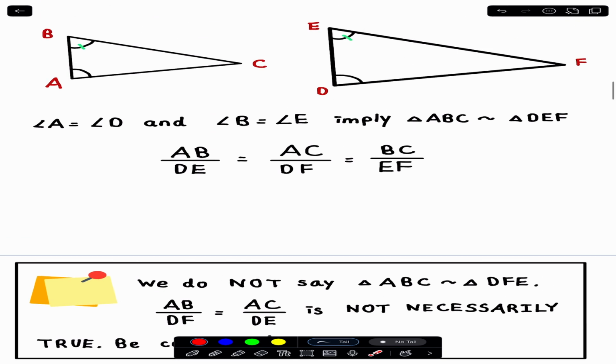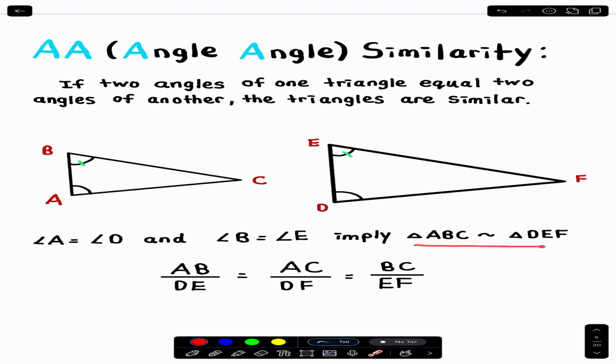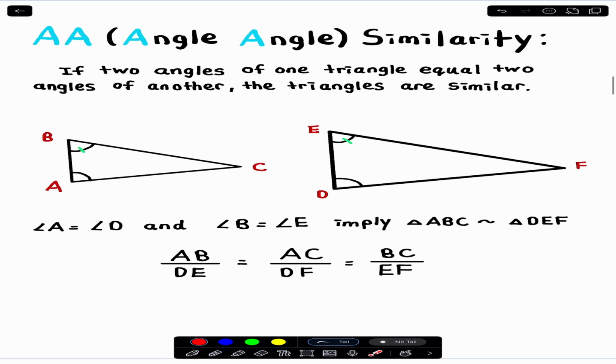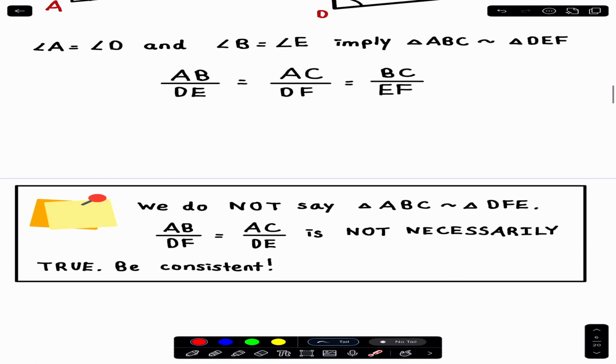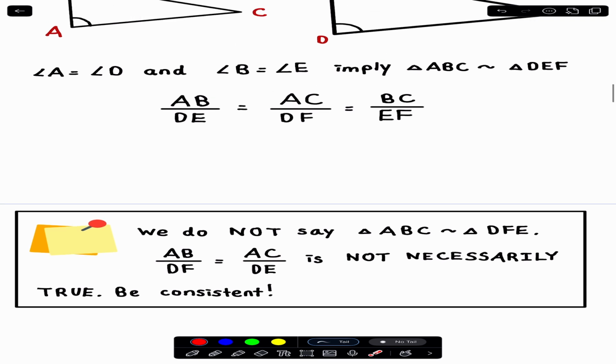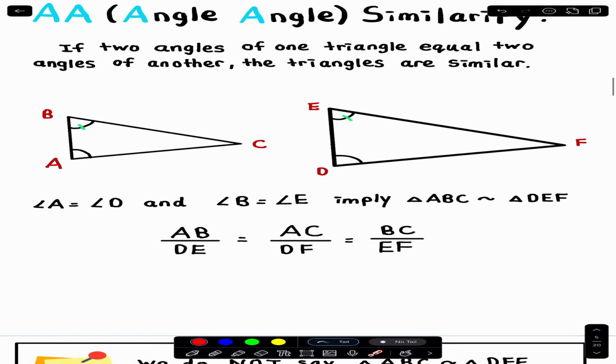However, this will always be true. So do you want to get lucky or do you want to get it right properly? Okay? Worth noting. So please remember, order matters in similarity. And the whole idea is to just be consistent. So you need to write this angle matching with this angle matching with this angle. If you do that, there's no way you can screw this up.